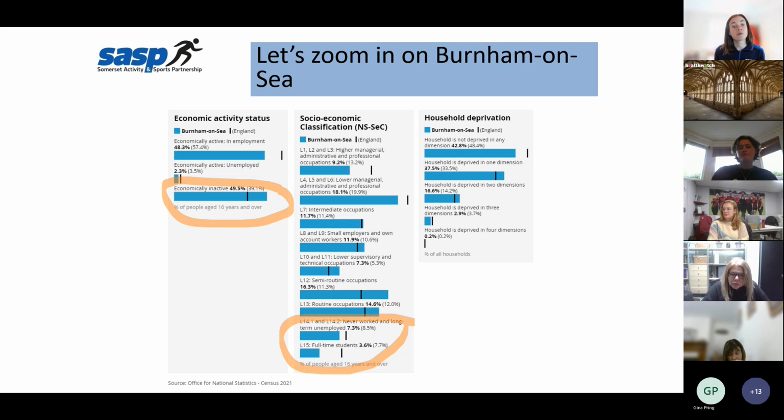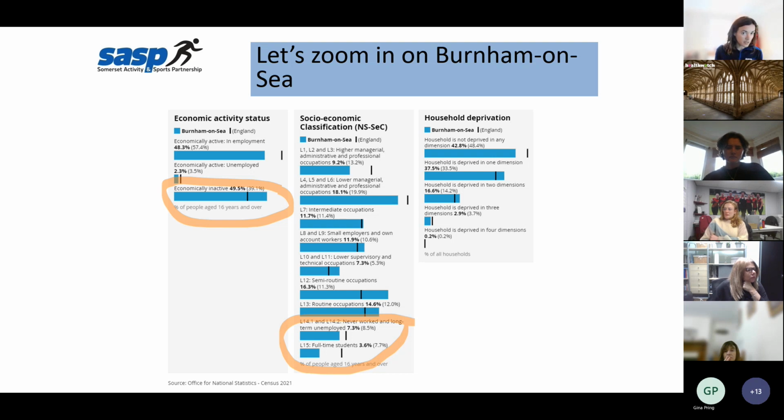And so people who are economically inactive, it doesn't necessarily mean that they are long-term unemployed. They could be a student, they could be looking after family, they could be long-term sick, they could be retired. So there's a real mix of people in that group, and it's thinking about what's going on for that group of people and how that might link to their health outcomes.